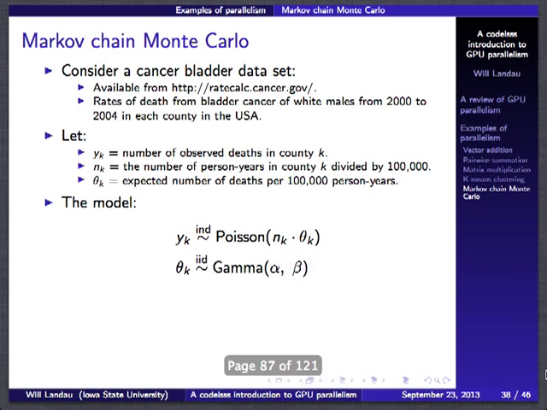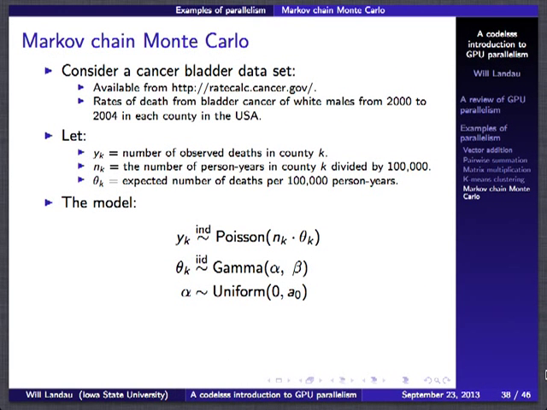And then we're going to define a prior on each of the theta k's. And each of the theta k's is going to have the same prior. It's going to have a gamma distribution with shape parameter alpha and rate parameter beta. There are two parameterizations of a gamma distribution. I'm using the rate for beta.